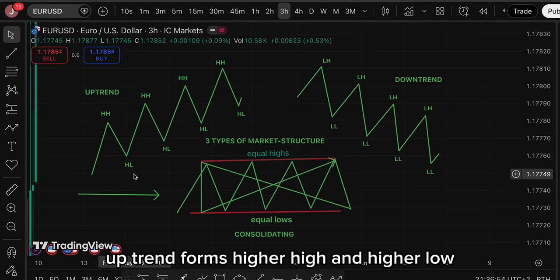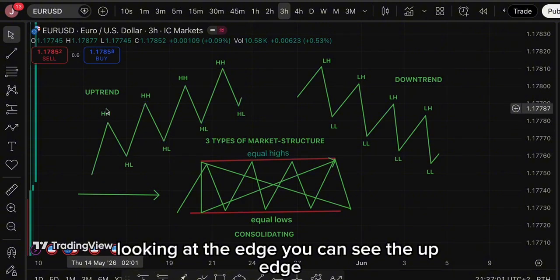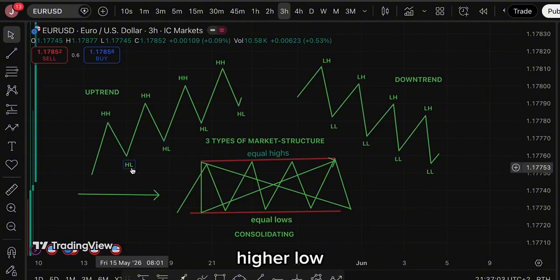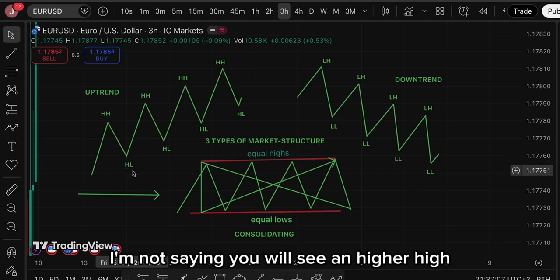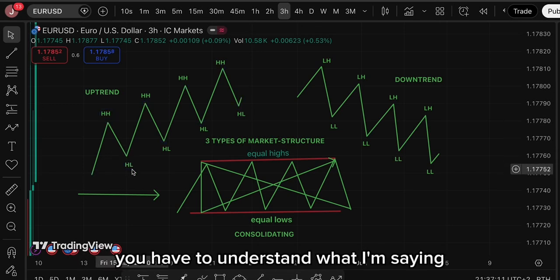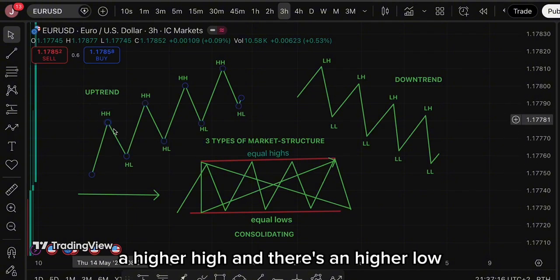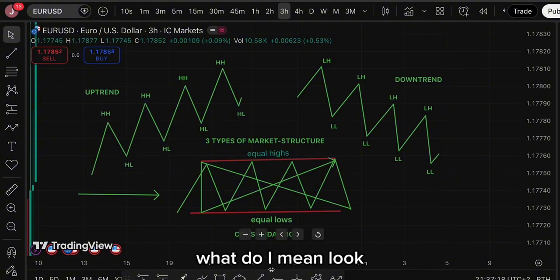An uptrend forms higher highs and higher lows. Looking at the chart, you can see the up leg, higher high. Look at it, higher low. This is what you will see. I'm not saying you will see it written as higher high or higher low. You have to understand what I'm saying. When you see it keep forming a higher high and a higher low, what do I mean? Look.